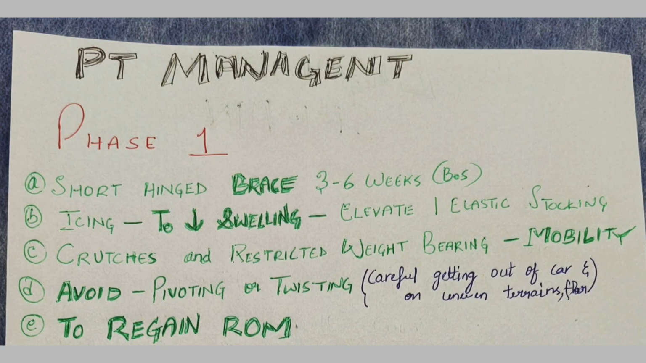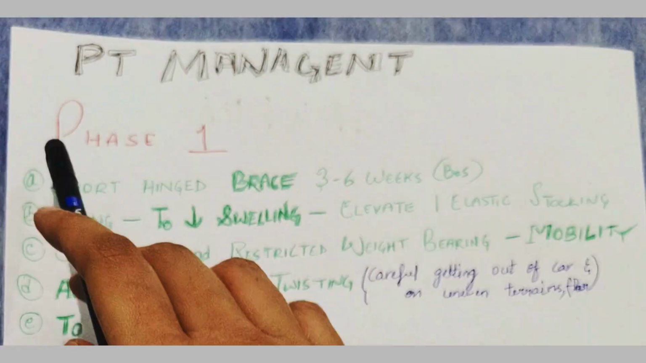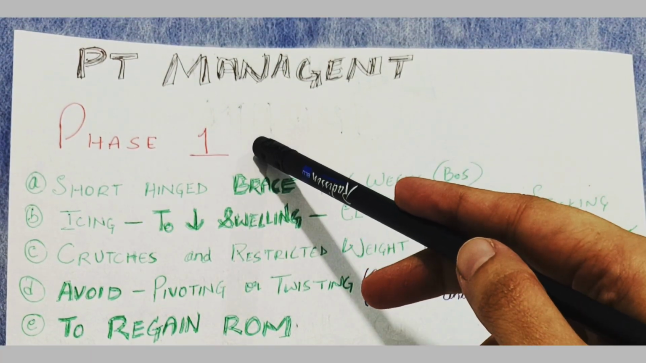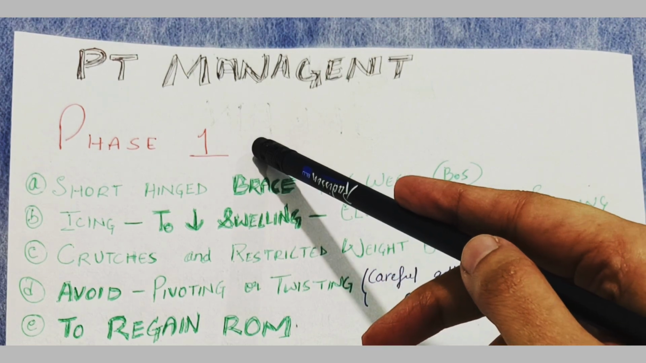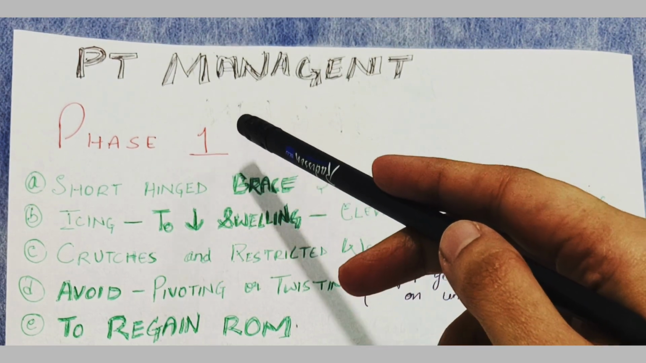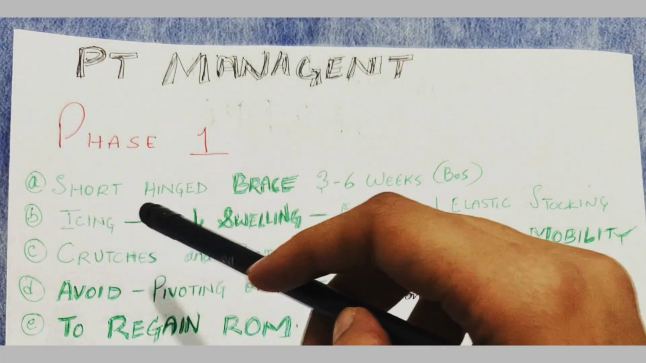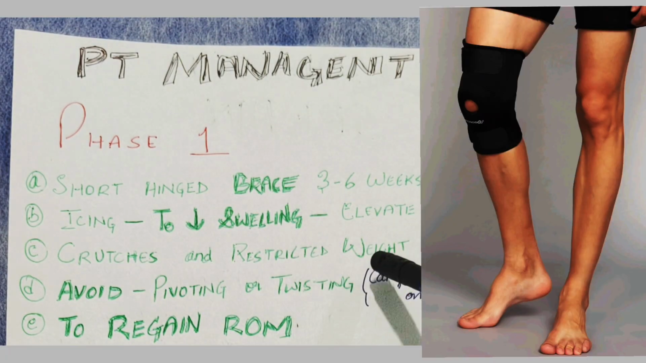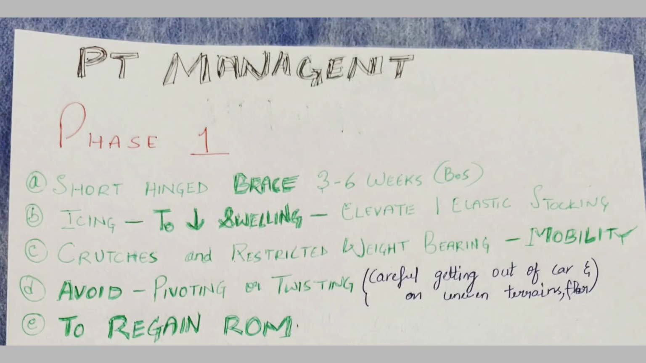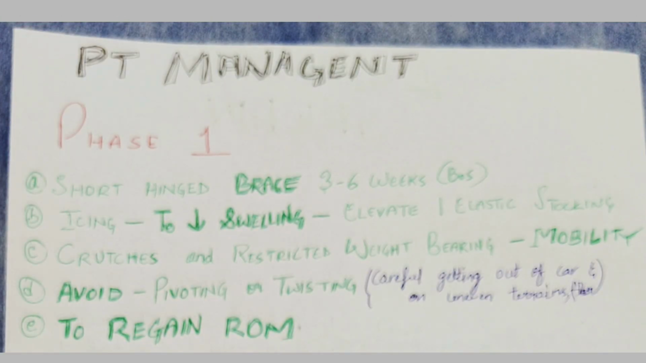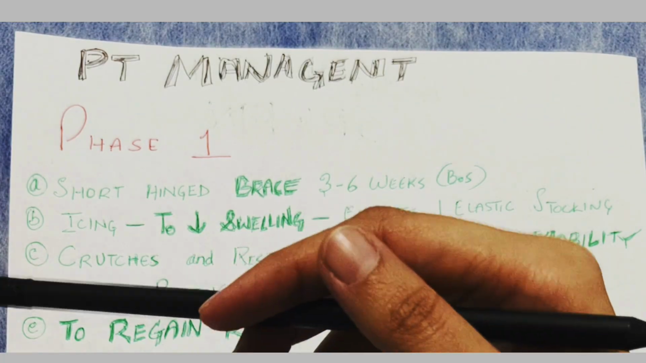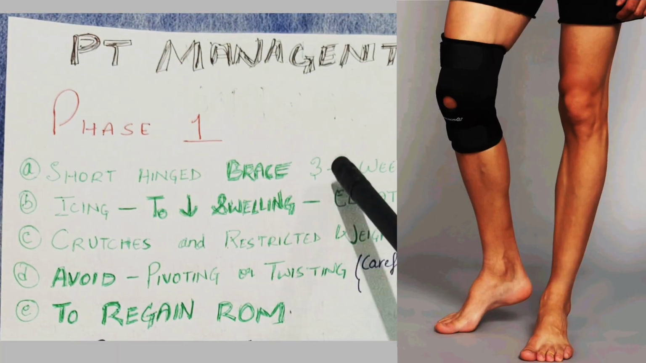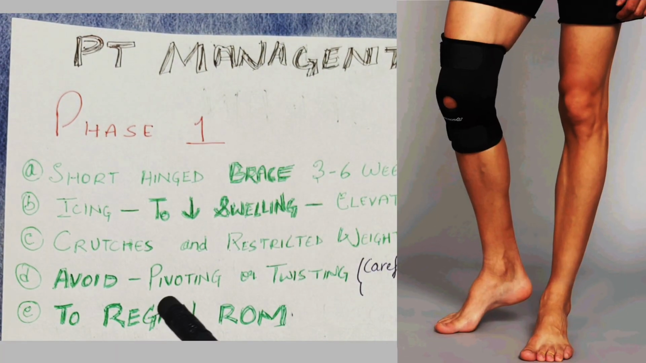Now coming to the physiotherapeutic management, we have divided it into phase 1 and phase 2. Phase 1 includes 3 weeks post injury in case of a grade 1 injury and 6 weeks post injury in terms of grade 2 or 3. We start off using crutches and braces and restricted weight bearing for mobility. We progress to no crutches or braces when we can walk without limping. A short hinged brace is used for 3 to 6 weeks based on the severity of the injury.